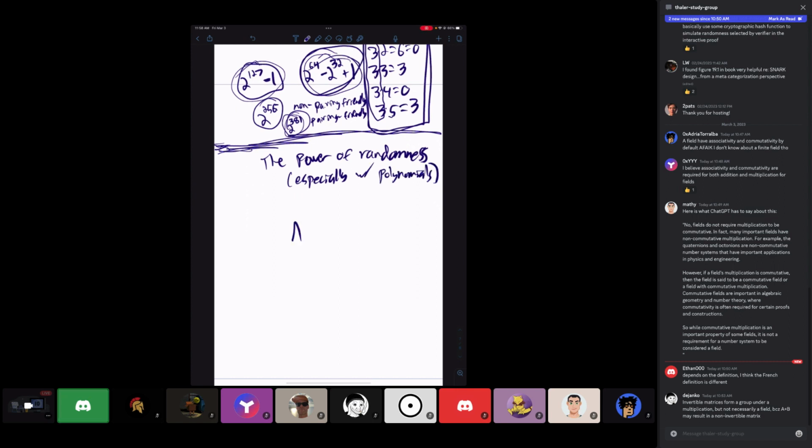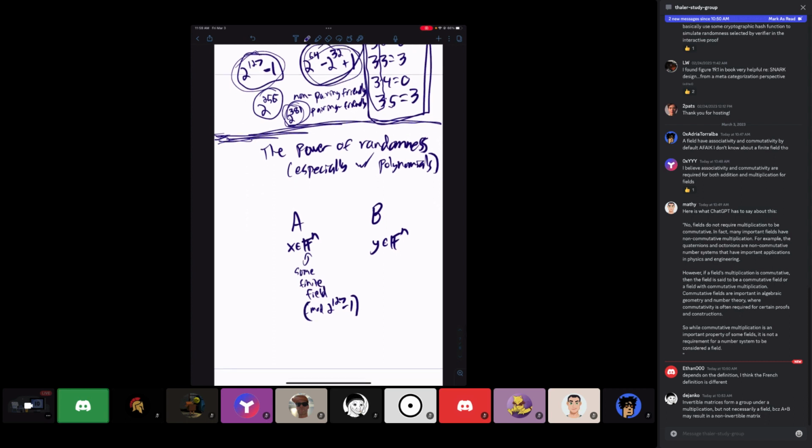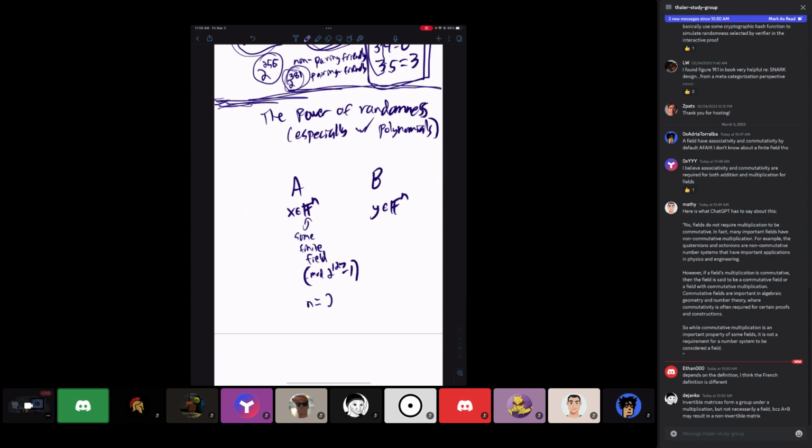Here's the problem. We have two parties, Alice and Bob. They each have a vector. Think of the vector as very long. They're going to be vectors of field elements, where F is some finite field. If you want to make things concrete, say it's the integers mod 2 to the 127 minus 1, just to have an example. And let's say n is 1 trillion, which is about 2 to the 40. So each is holding 1 trillion field elements.